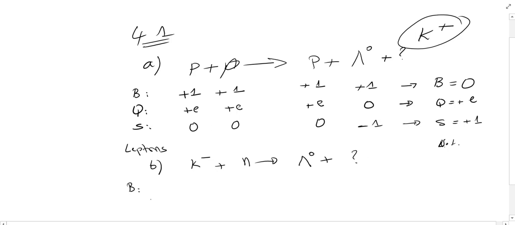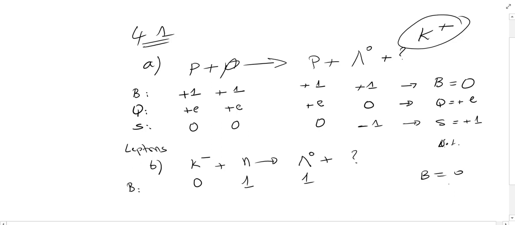The baryon number for a kaon minus is 0 because it's a meson. Okay, so this is 0. The baryon number of a neutron is 1, which is actually a baryon, positive one that is. And the lambda 0 is actually a baryon also of baryon number 1. So this particle in here must have B equal to 0.